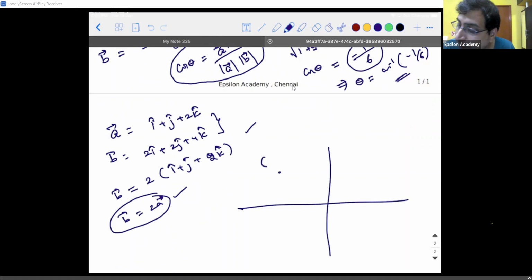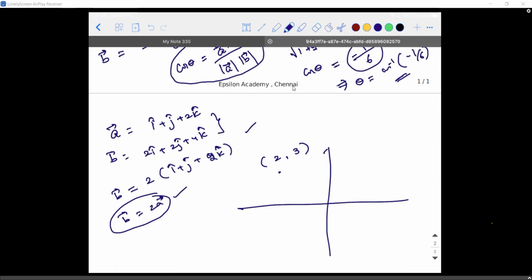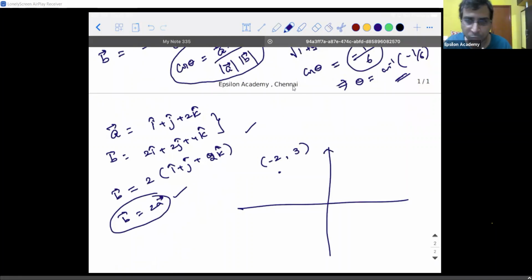If I take a point here, I will write only the magnitudes of the point. Tell me 2, 3. What corrections do I need to make in that point? -2, 3. How did you find that minus? Because it lies in the second quadrant. That's what your coordinate geometry taught you, right?